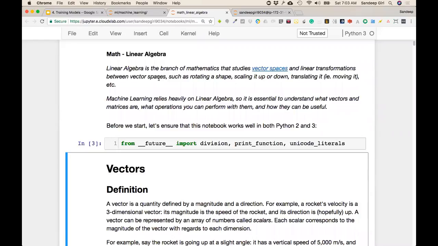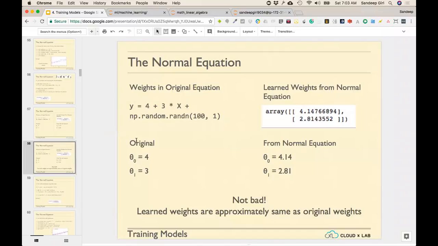Welcome to the session. In the last session, we were discussing the training models, and we had discussed the normal equation, right? At that point of time, what we understood was that there was a need to learn linear algebra. Some of you had asked if I could go through the linear algebra quickly, that would be helpful. All right, should I go through the linear algebra session quickly? Great.